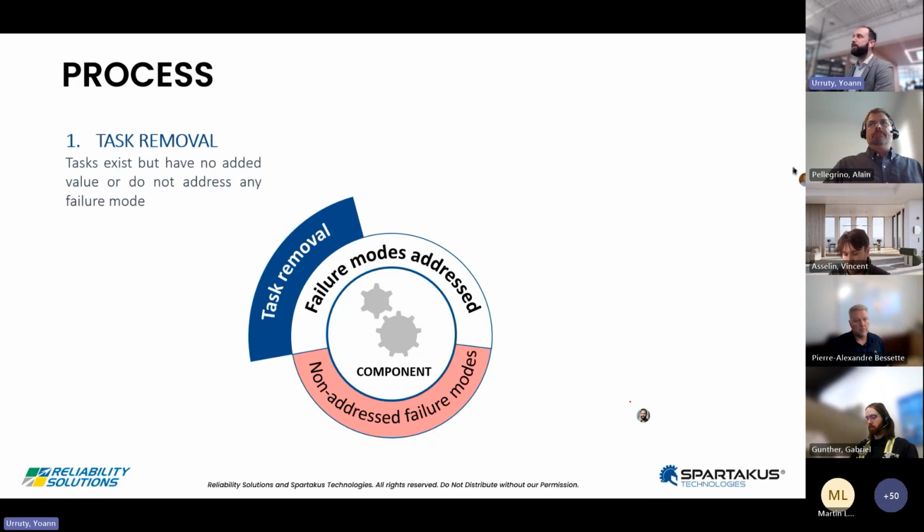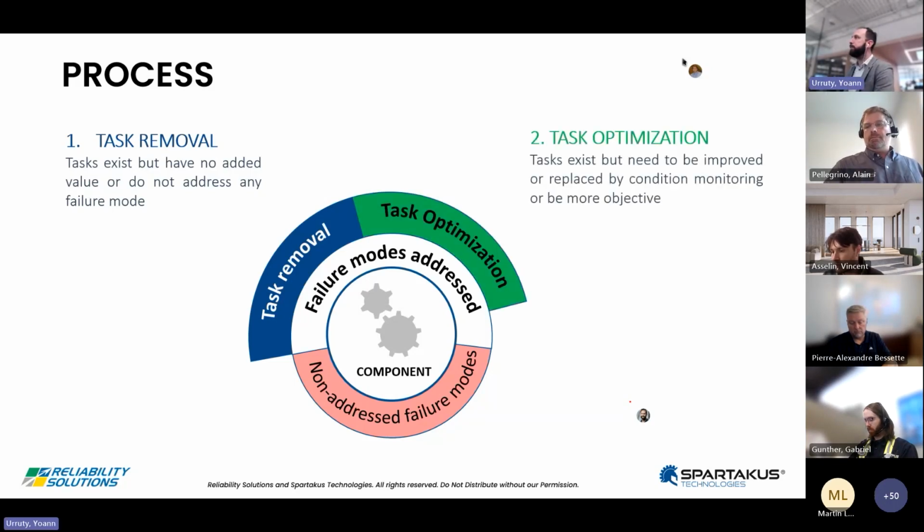The first thing we'll do is we'll remove some tasks. Now you can go back to the slides we talked about at the beginning of this presentation. Why would you remove tasks? It's because there's a lot of redundancy. There is a lot of non-value added tasks, old PMs, non-value-added PMs, etc. So really the first step in the PMO process is cleanup. We'll clean up the mess. The second step would be optimizing what's left.